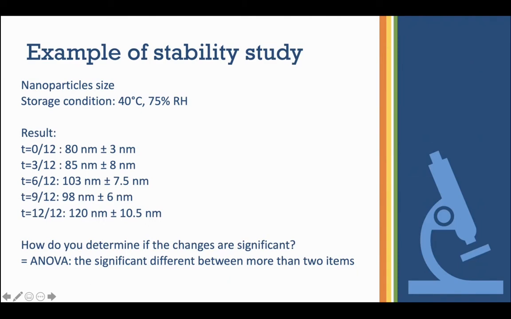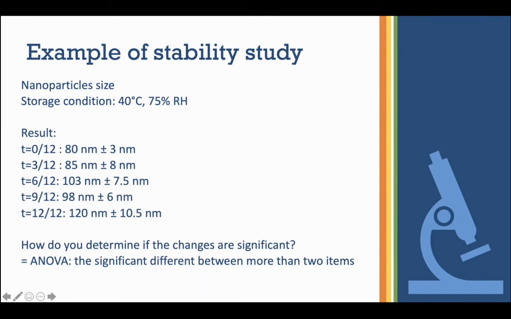6 months later, the particle size goes up to 103 nanometer. But 9 months later, it reduced to 98 nanometer. And at 12 months, or a complete 1 year of storage, the particle size was recorded at 120 nanometer. So you see, the recorded size changes up and down during the stability study. So how can you know if the changes are significant or not?